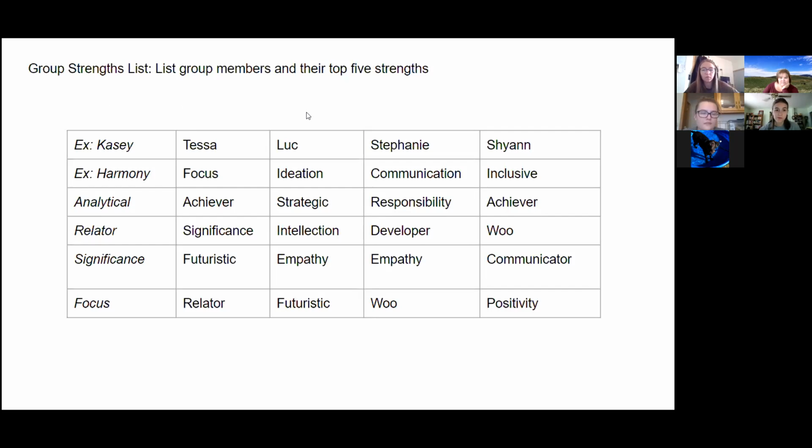So we can just introduce all of ourselves and then go over our strengths. So my name is Tessa. I am a focus, achiever, significance, futuristic, and a relator. I'm Stephanie. I'm a communicator, one who takes responsibility, a developer. One of my strengths is also empathy and woo.